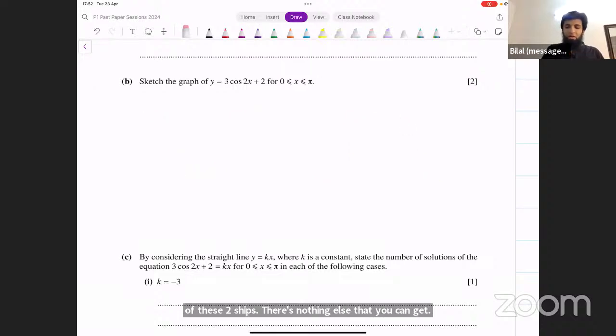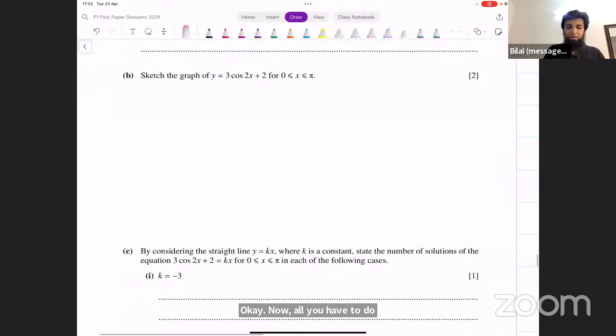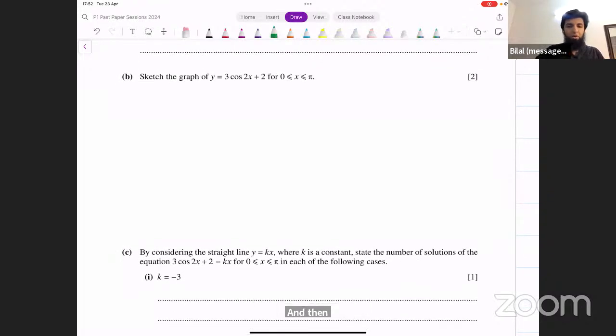Now, all you have to do is put this function in your calculator, plot the points, and then just join those points using a curve like this. Okay.